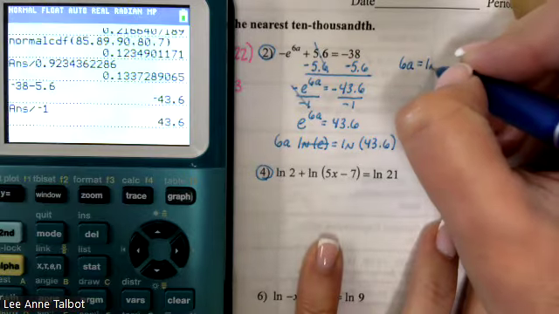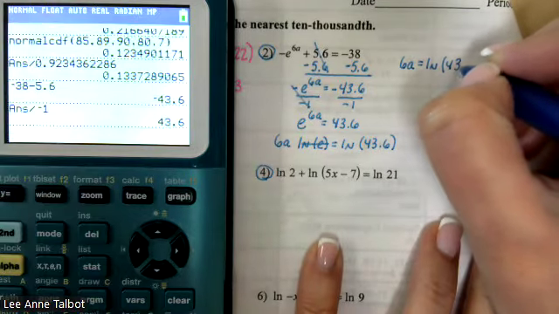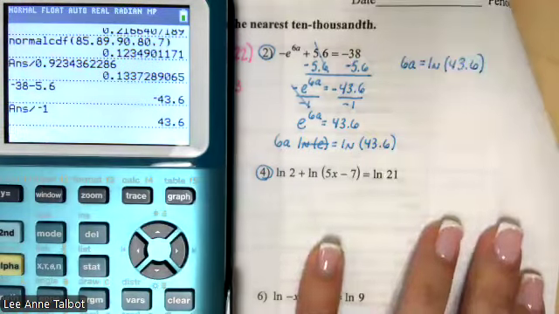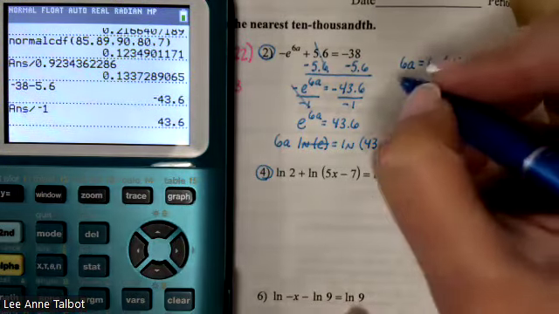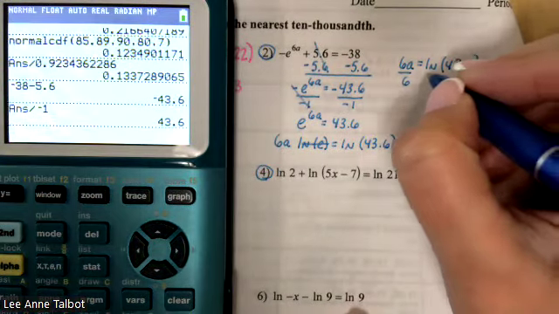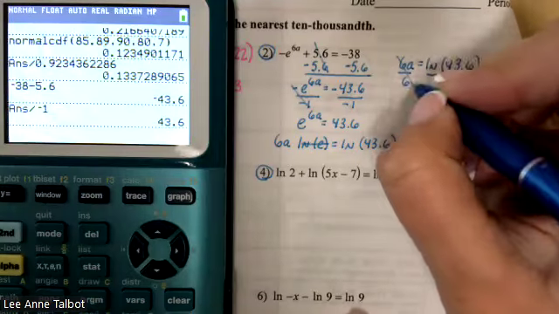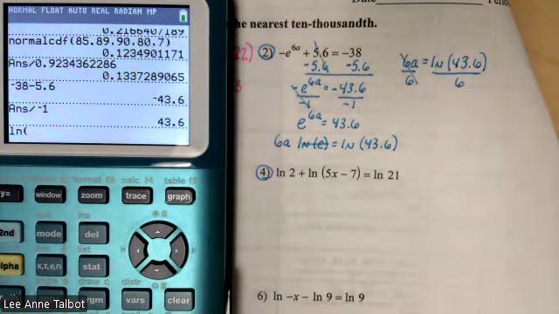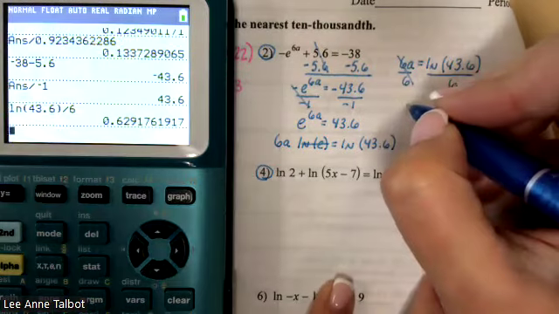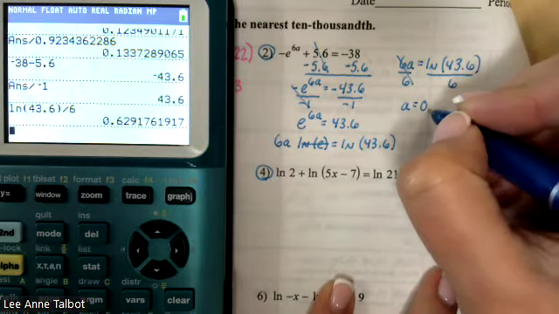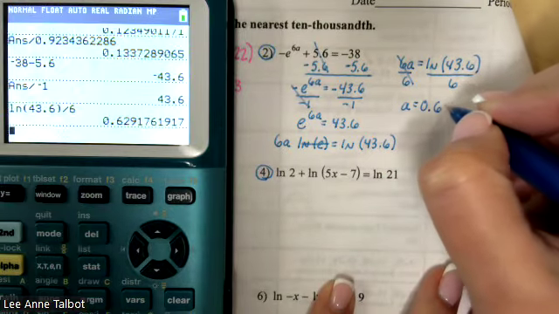6a equals natural log of 43.6. Divide by 6. Hey, that problem's not too bad. Natural log 43.6 divided by 6. A equals 0.6.